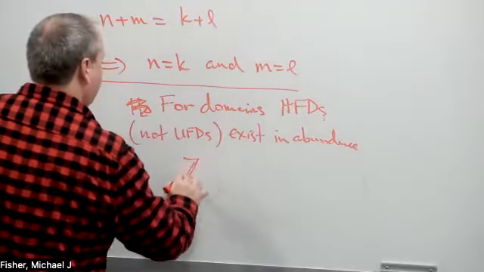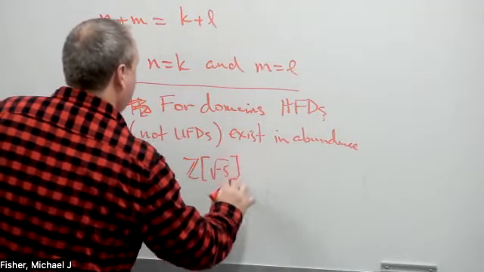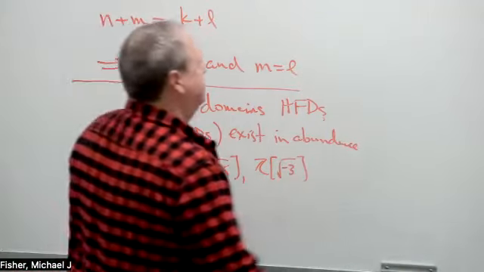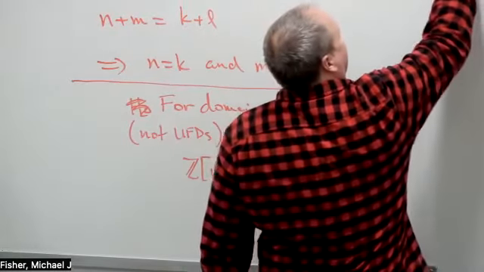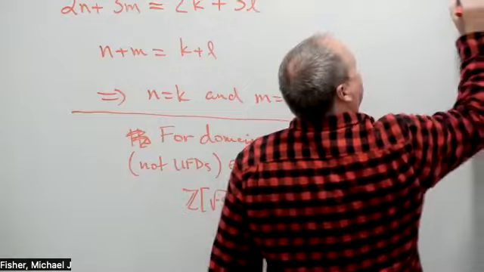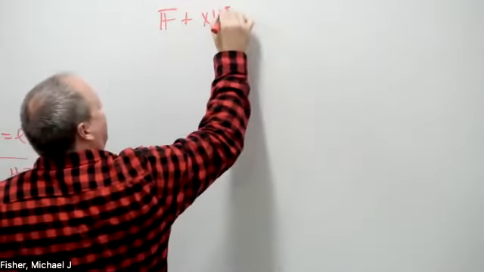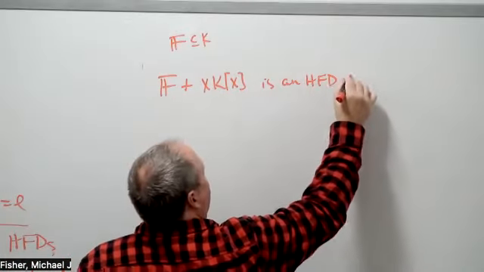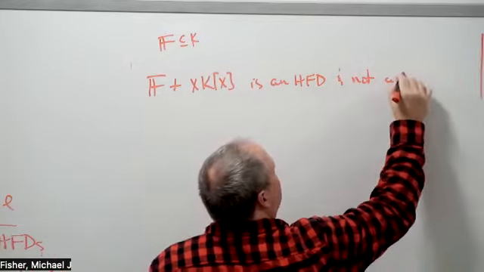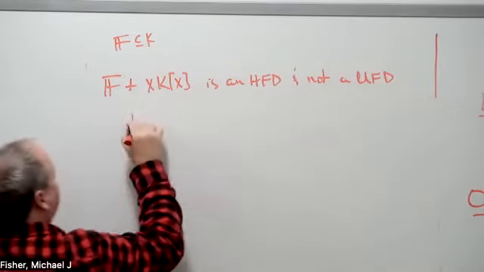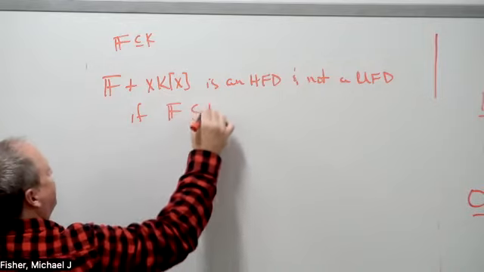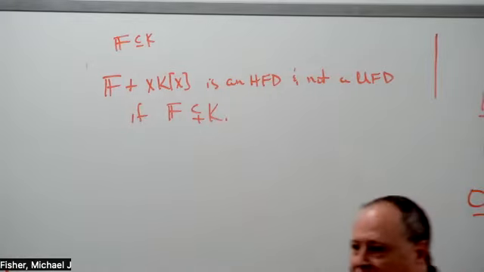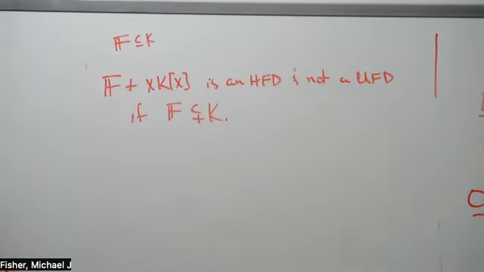So for example, C adjoined with square root of -5, Z adjoined with square root of -3. If you have any field F inside K, then F plus XK[X] is an HFD and not a UFD if F is strictly contained inside K. So for domains, these exist in abundance.